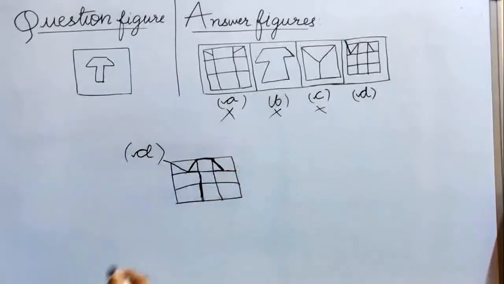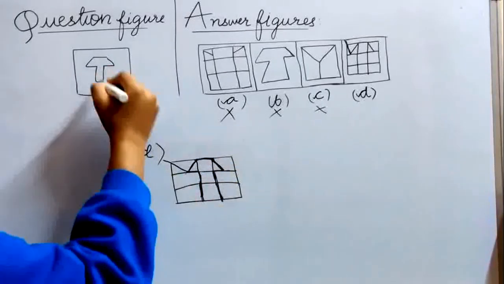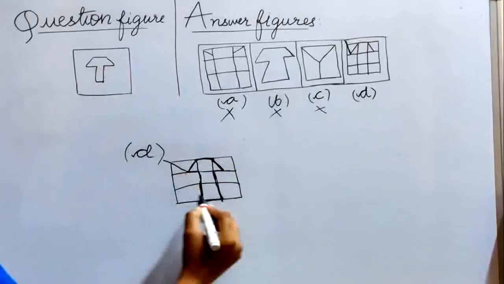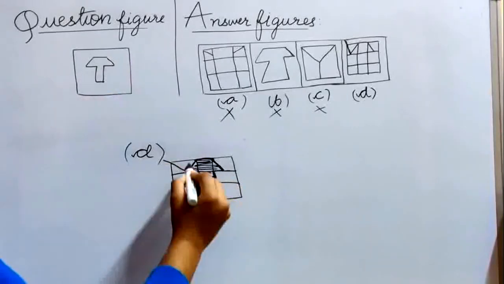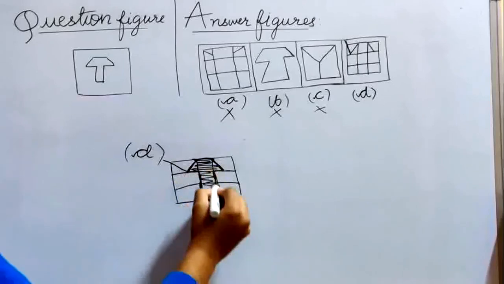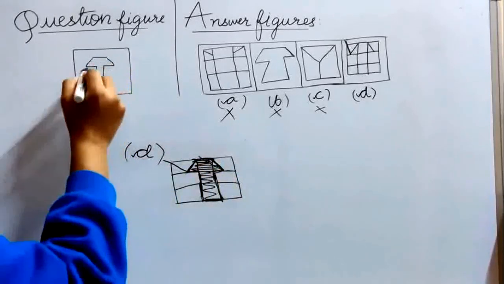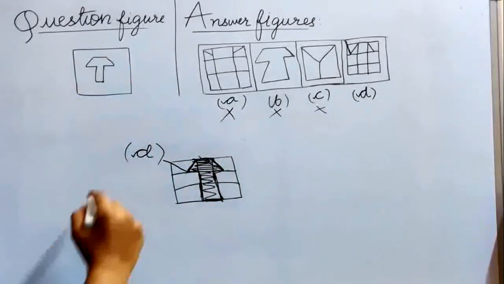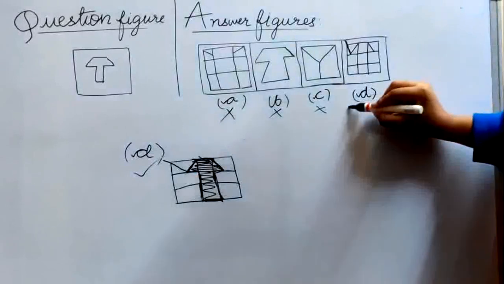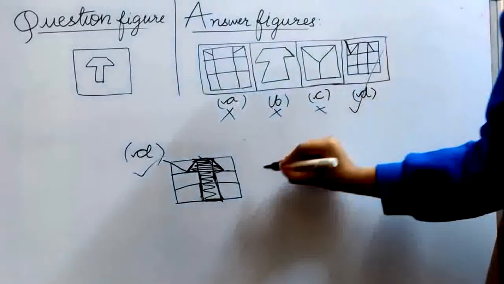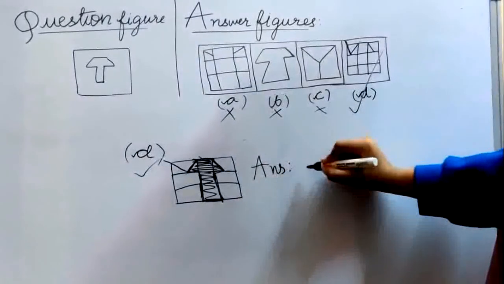The vertical lines match with the vertical lines, and this horizontal line also matches with the horizontal line. So this whole question figure is embedded into this answer figure. Yes or no? Right? So this makes option D the right answer. Option D is right. I am just writing it down for convenience. Answer is option D.